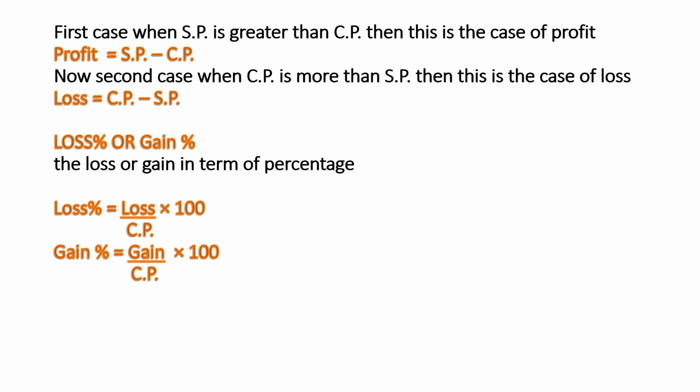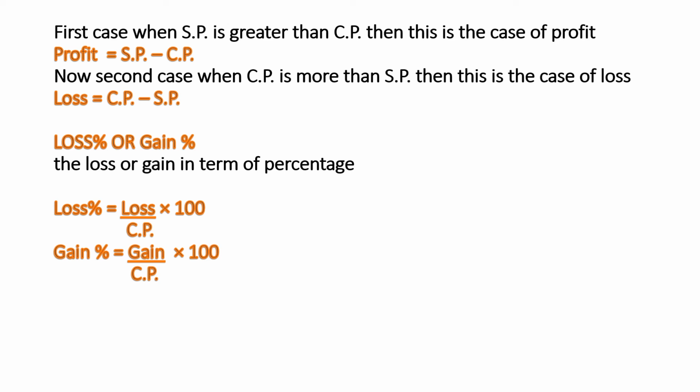Moving to the next topic, profit and loss. Do you remember SP and CP? You have studied in class 6. SP is the selling price of an article. CP is the cost price of an article. The price at which we purchase a thing is known as its cost price, and the price at which we sell a thing is known as its selling price.